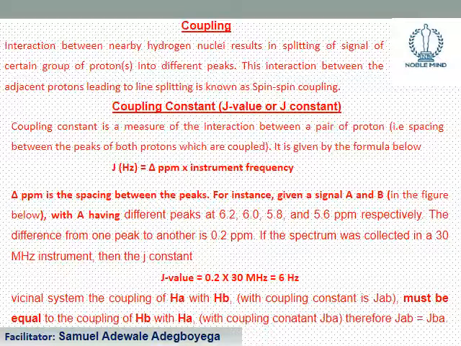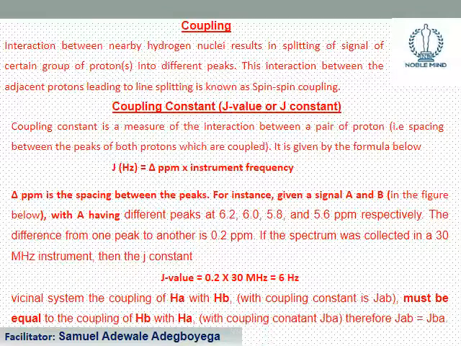So let's talk about the coupling constant, J value or J constant. The coupling constant measures the interaction between a pair of protons, that is the spacing between the peaks of protons which are coupled, and is given by this formula. J value is measured in hertz, and is the change in ppm multiplied by the instrument frequency. And what is the change in ppm? It is the spacing between the peaks.